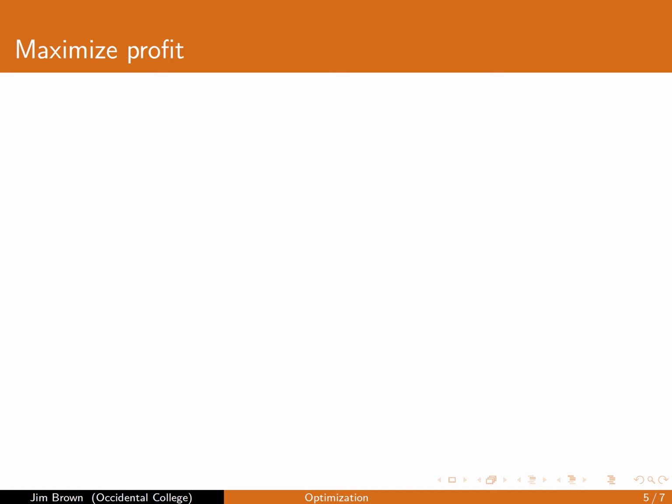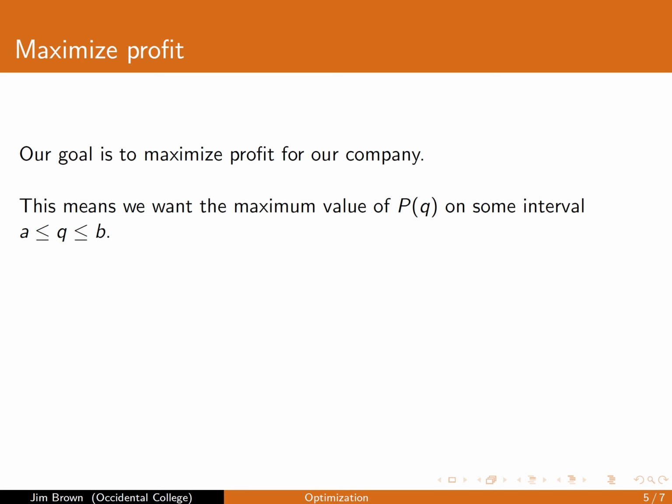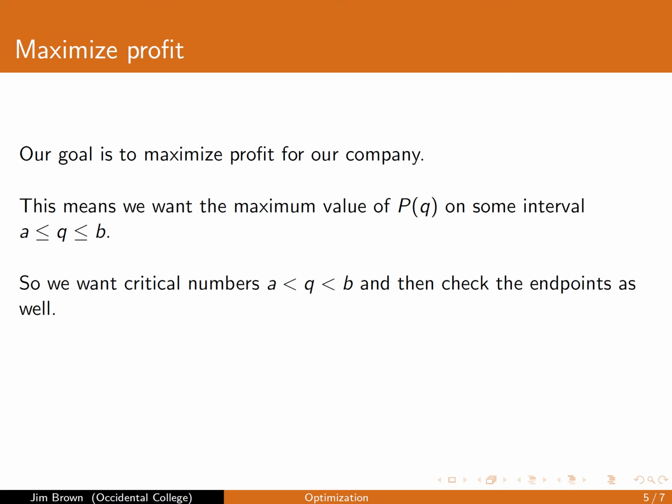So now we can use these definitions to look at how we're going to try to maximize our profit. If we're given this profit function P of Q on some interval A less than or equal to Q less than or equal to B, where A is the minimum amount of product we can produce and B is the maximum amount, we want to maximize this function on a closed interval. So we want to find critical numbers on the open interval from A to B and then evaluate the endpoints as well. We're trying to find the absolute maximum of P of Q on the interval.